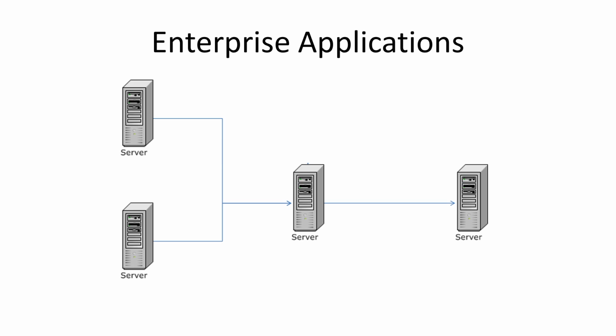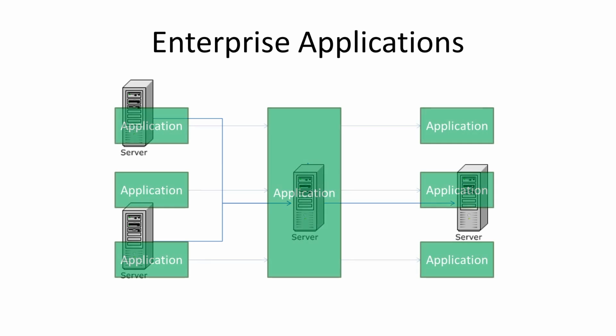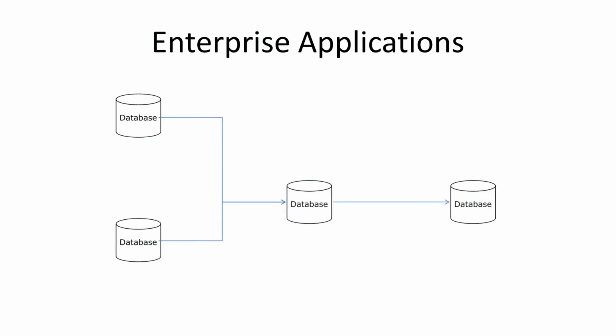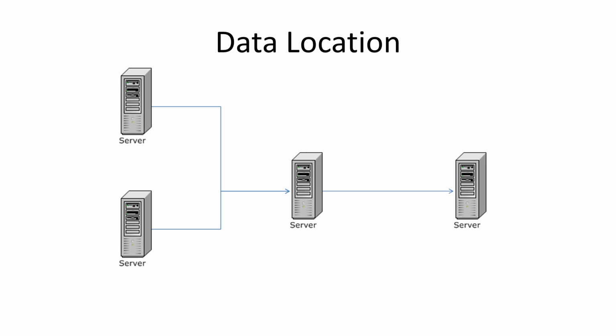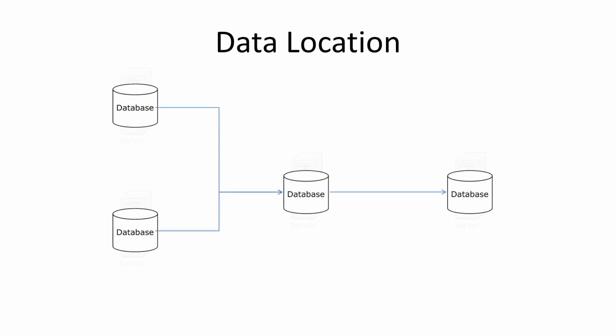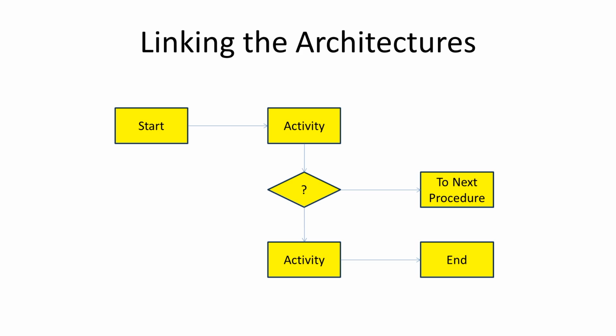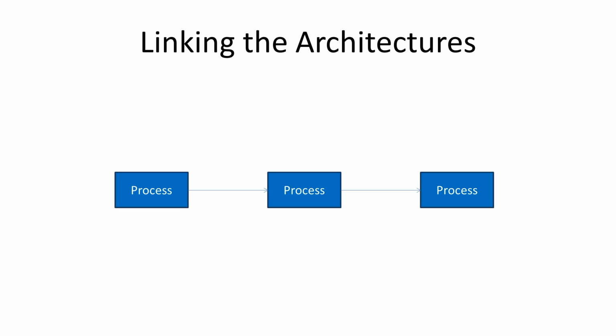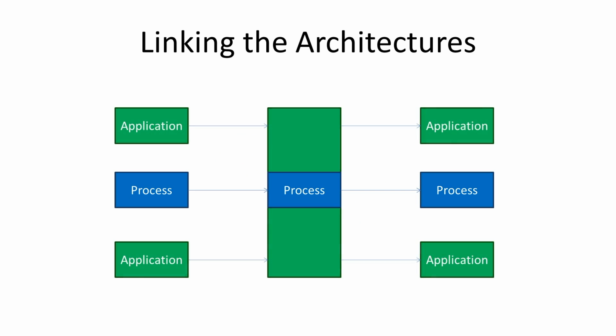For an enterprise application, we may have multiple servers running significant applications that are supported by several databases. And we will also know the location of our data because we understand which servers are hosting which databases. So because we understand which data and which applications are used in specific procedures, because we understand where those procedures are in our process architecture, we get to understand which applications support which processes.